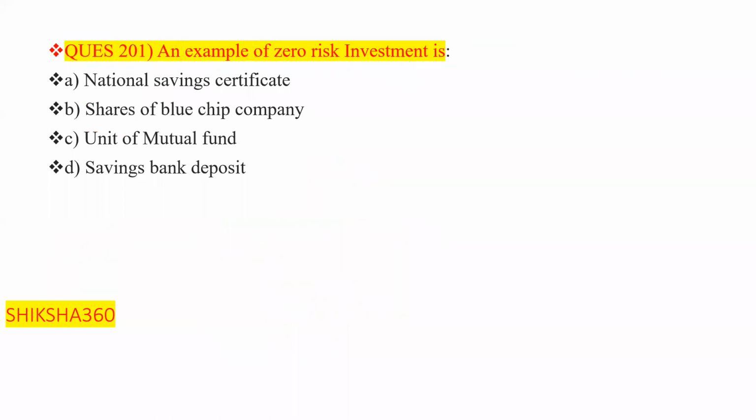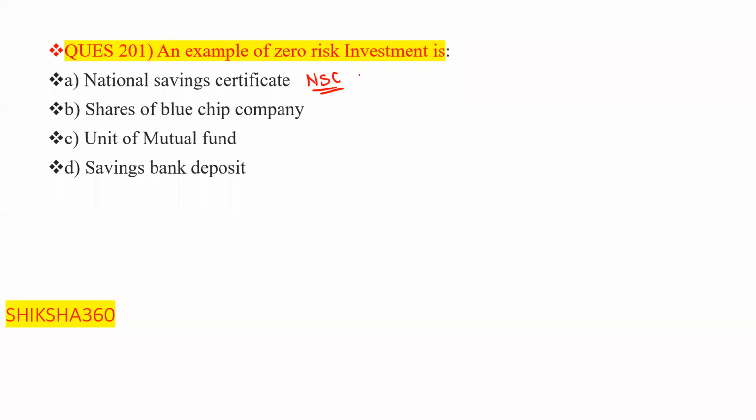Now move to the next question, 201. The example of zero risk investment is: first one, the national savings certificate. Second one, shares of a blue chip company. Third option, units of a mutual fund. Fourth one, saving bank deposit. So what is the correct answer? The correct answer is the national savings certificate, NSC.